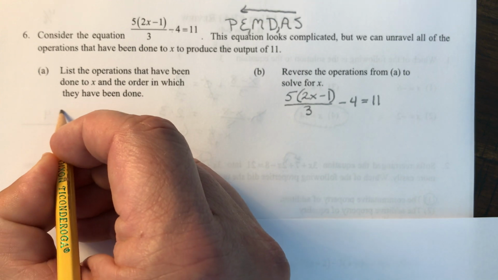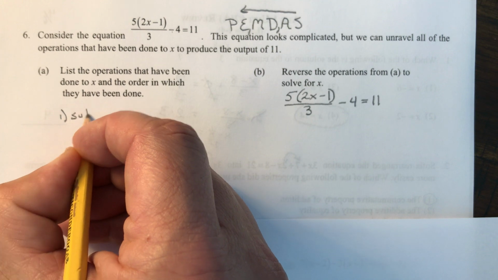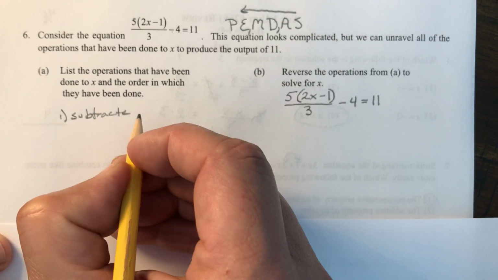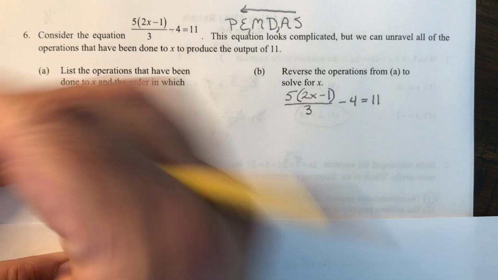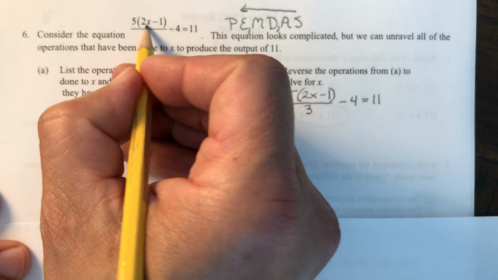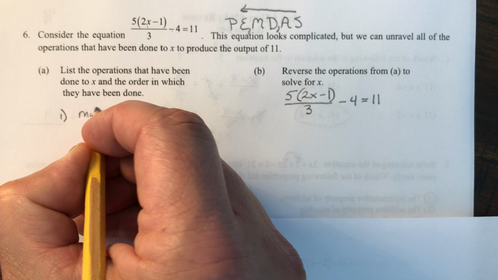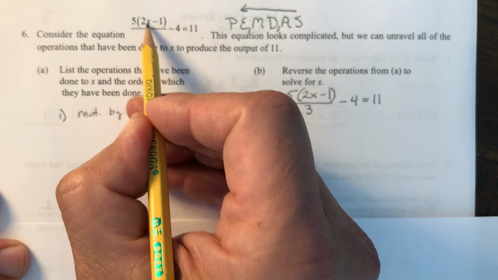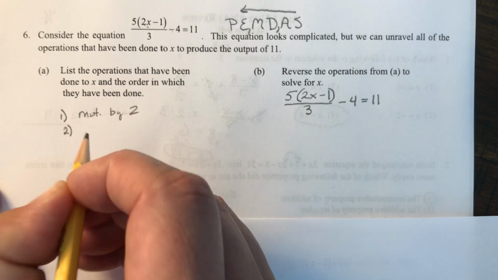So that looks like somebody subtracted. I'm sorry. We're supposed to be listing how they happen to x, not reverse. We'll reverse them later. All right, so it looks like the things that happen to this x, we are first multiplying by 2. Okay, so after you take the x multiplied by 2, it looks like they subtracted 1.